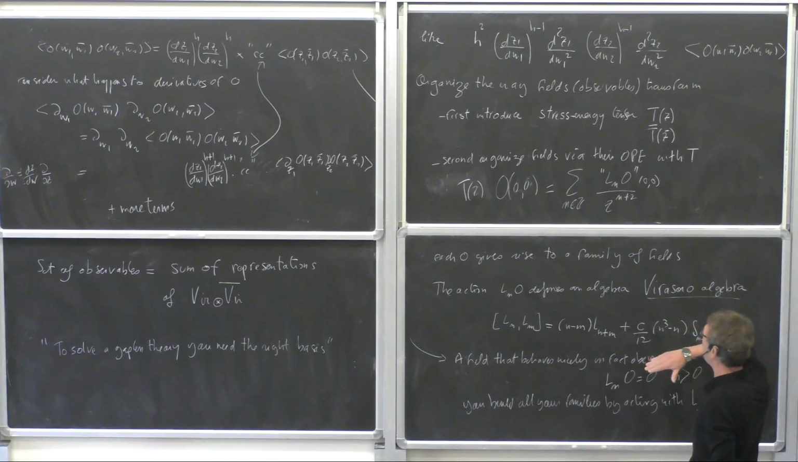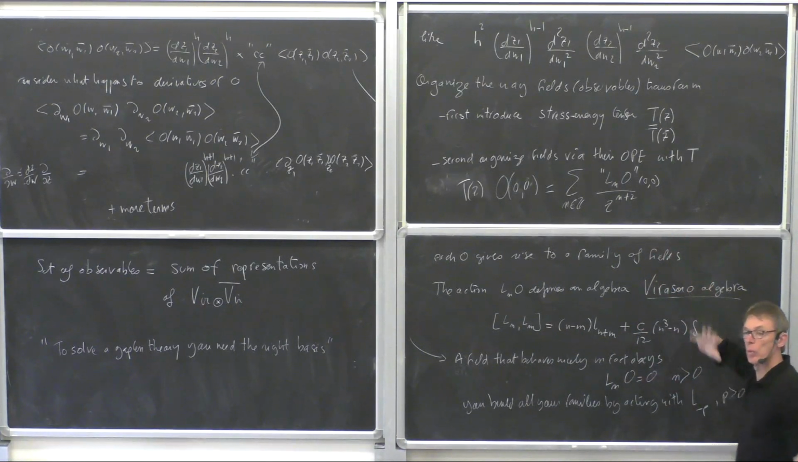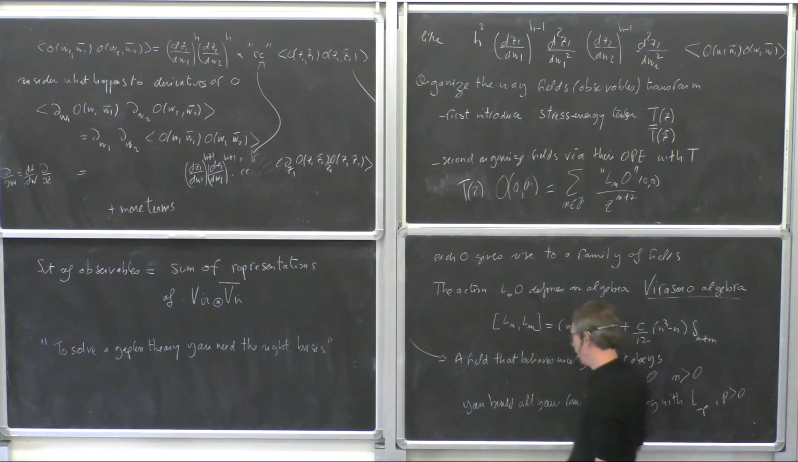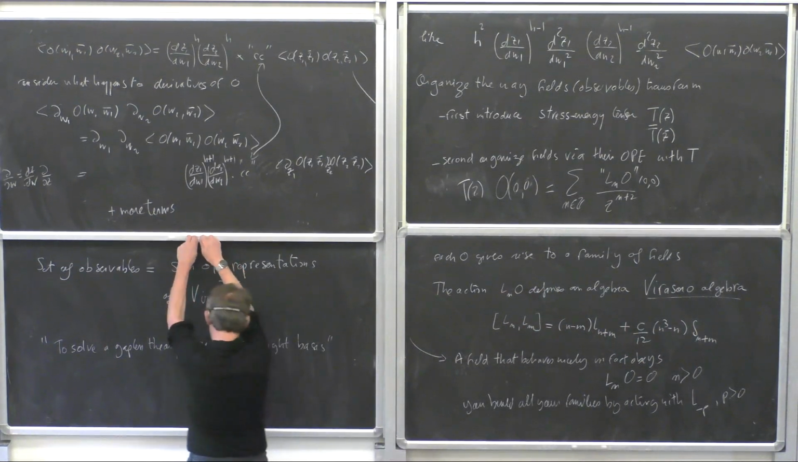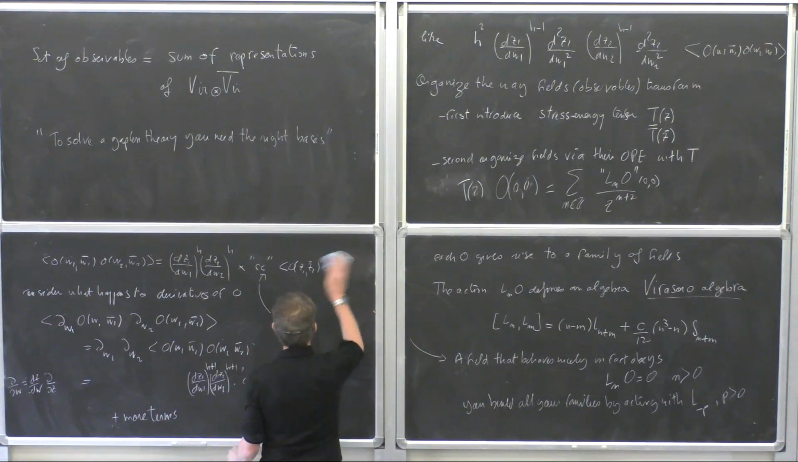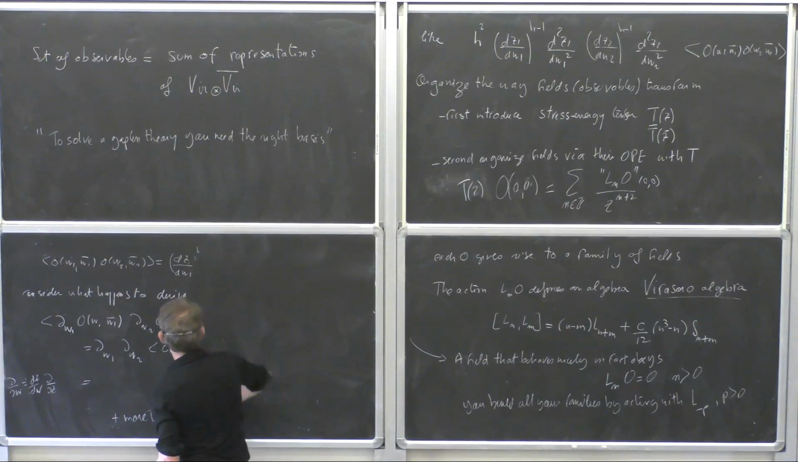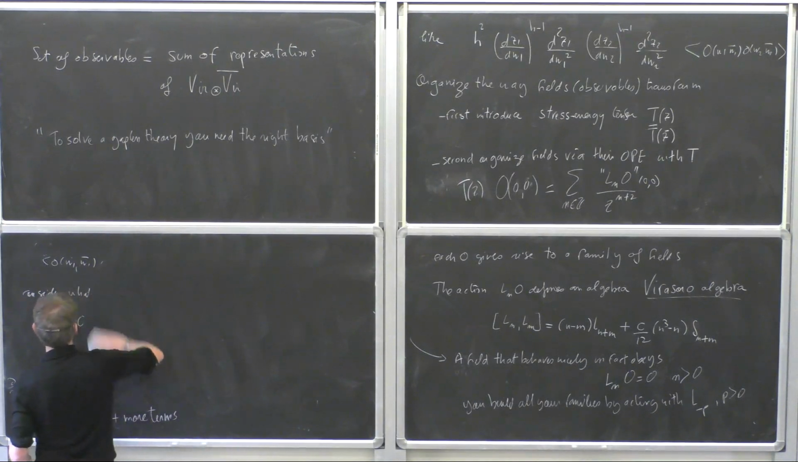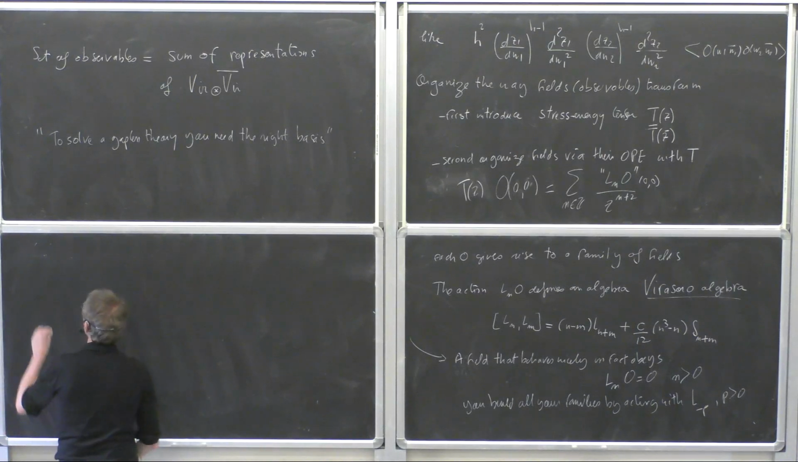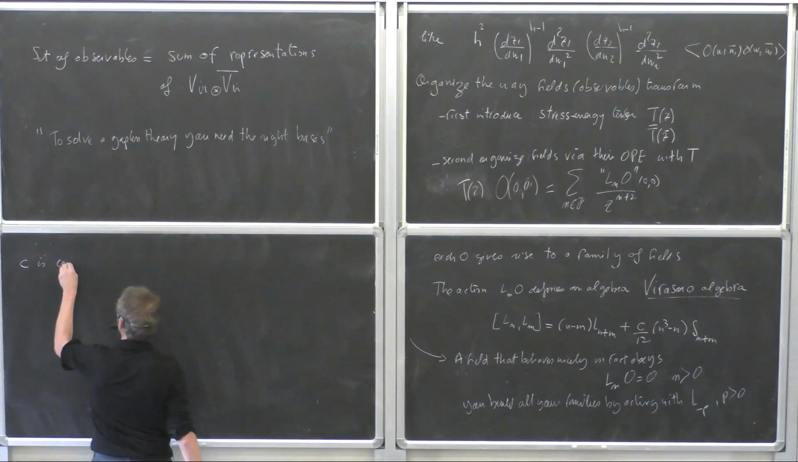Just swallow the idea that this is a way to organize the various fields in the theory as they transform under the action of conformal transformations. And then we have this number C that it is now time to discuss a little bit. So C is called the central charge. It is something I didn't mention yet, but I have to at some point.